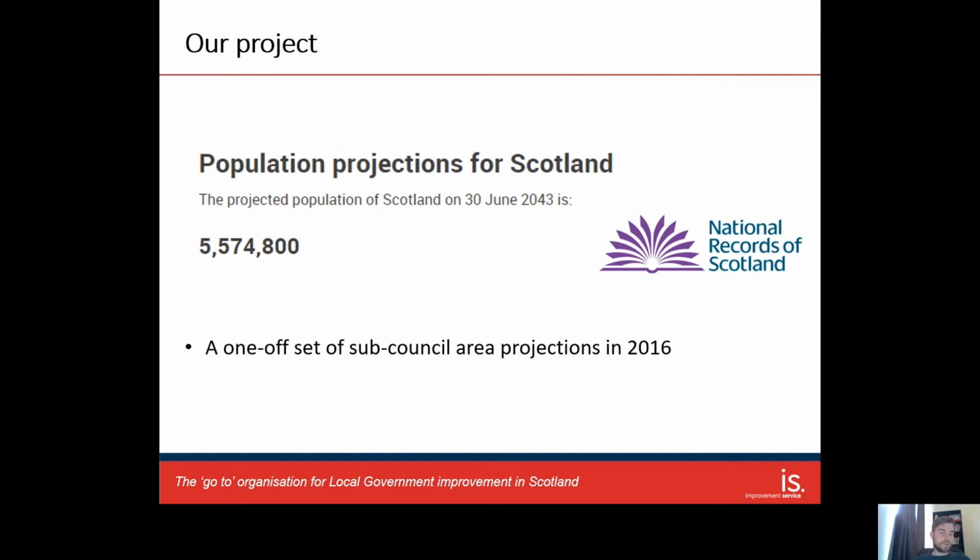Now, to move on and talk about our projects, the National Records of Scotland do routinely produce Scotland and council level population estimates every single year. They also do population projections every 2 years for those same areas, for Scotland and for councils. They did produce a one-off set of sub-council area projections back in 2016. However, they don't have any capacity to produce these routinely.